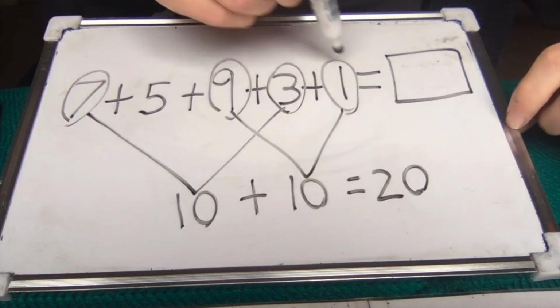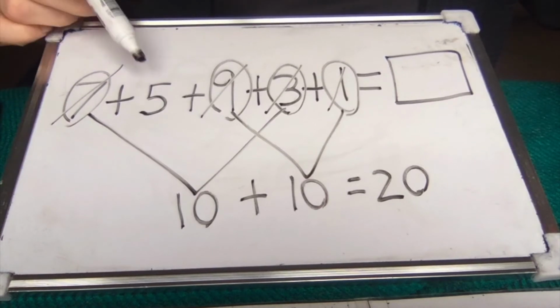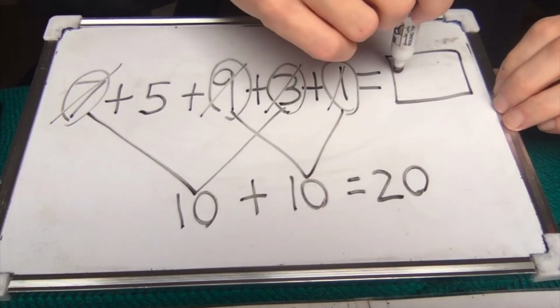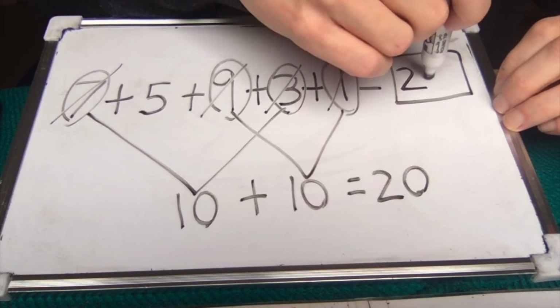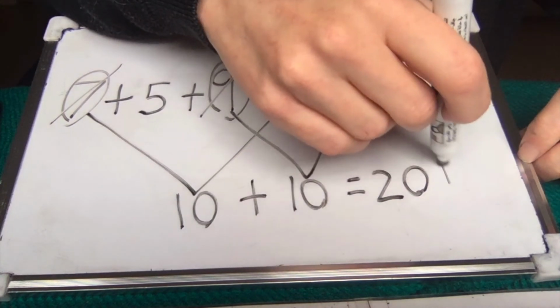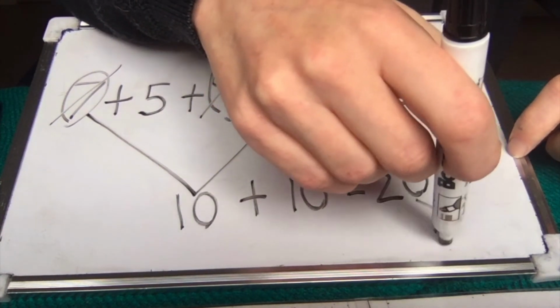So look, we've used the 1, the 3, the 9, and the 7. We just have 5 left. So we got 2 10s and 5 1s, which we know now is going to be the same as 25. I could have just added plus 5 there. And of course, 20 and 5 is 25.